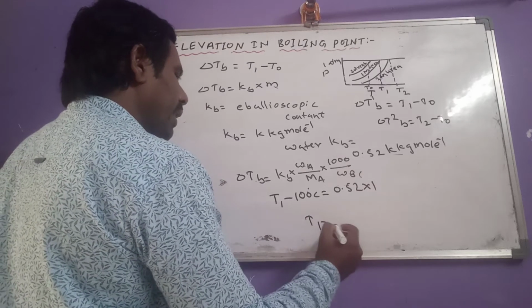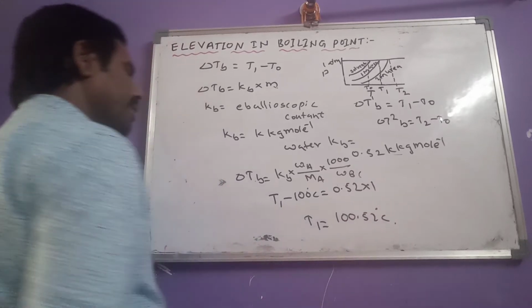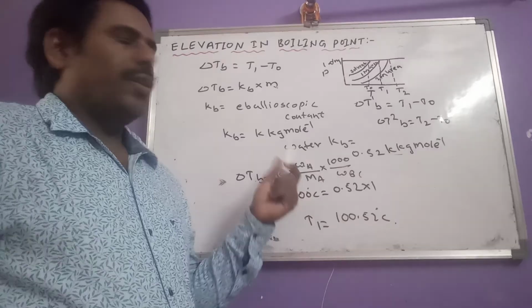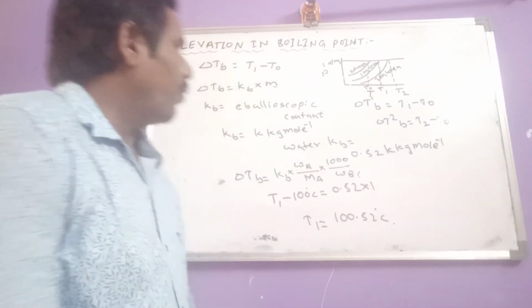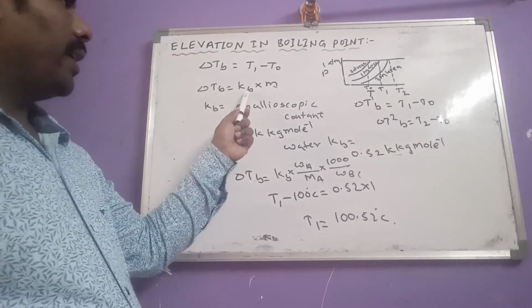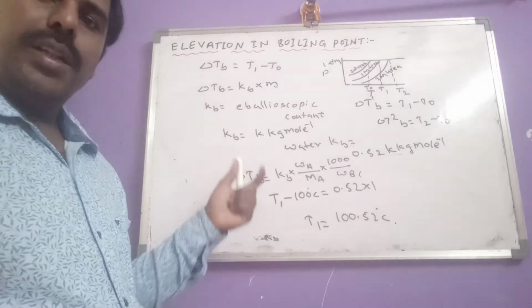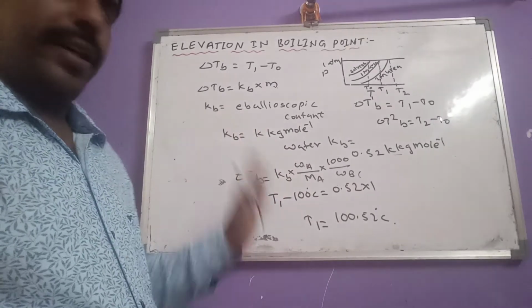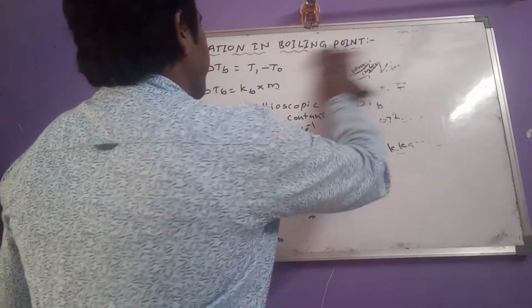Therefore T1 equals 100.52 degrees centigrade. So these are the questions we get from these two expressions. And one more thing related to Kb: some expressions we need to take into this chapter here. What are the equations related to Kb?